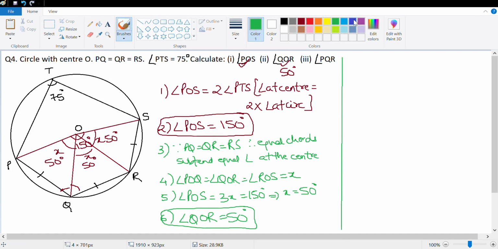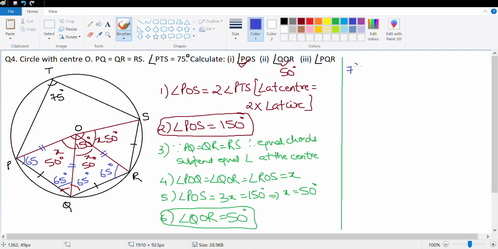Now we need to come to the third part. If I look at this triangle POQ, PO and OQ are equal because these are radii of the same circle. So if this is 50, this is an isosceles triangle, which means these two angles are equal, the sum of which is 180 minus 50, that's 130. So this angle is 65. Similarly, this angle is 65. In this triangle QOR, OQ and OR are equal, which means this is also 65 degree and this is also 65 degree. So angle PQR would be 130 degree. Let's write this down.